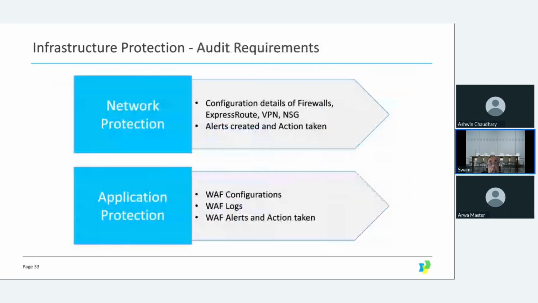Now coming back to the audit requirements, what are all the things that we are going to look at? We are going to look at the configuration details of the firewalls, the ExpressRoute, VPN, network security group, and also what alerts were created and what action was taken. All that needs to be looked at from the network perspective. The same we will be looking at from the application protection perspective. We will be looking at the WAF configurations, that is the web application firewall configuration, how it has been configured, what valid requests it will allow, what it will not allow, all the logs that are getting created, and also the alerts and action taken.